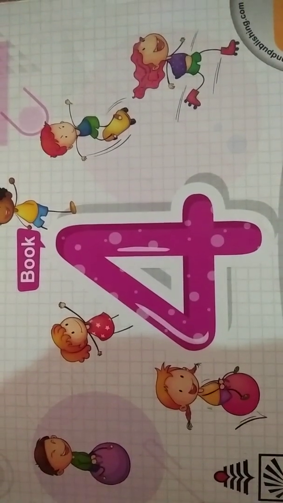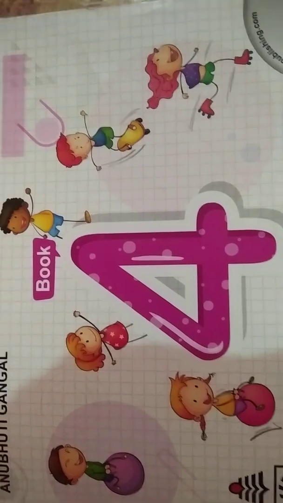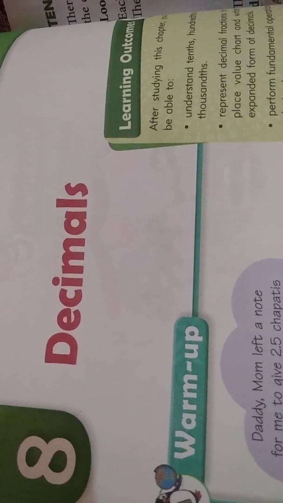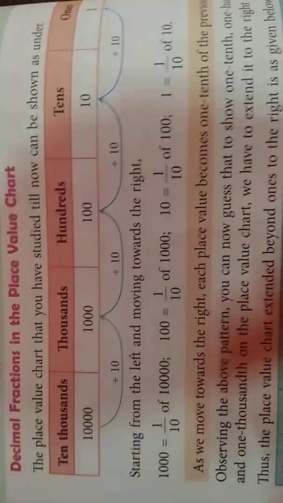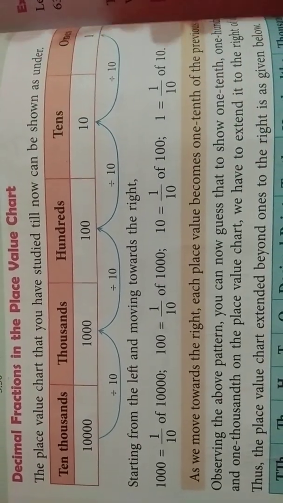So we are doing class 4th maths and the chapter number 8, decimals. So students, in our previous classes we have done tens, hundreds, thousands, and today we will start with decimal fractions in the place value chart, right?